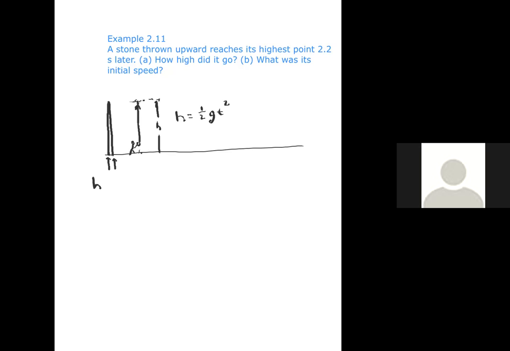H is equal to 1/2 gt squared. So that's 1/2 times 9.8 meters per second squared, and that's 2.2 seconds quantity squared. Okay, so let's see what that is. We could approximate it as 2 seconds, but it's a little bit off of 2 seconds. It's 2.2. Okay, so 0.5 times 9.8 times 2.2, and we're going to square that. And it looks like it comes out to about 23.7 meters. 23.7 meters looks like our height there.